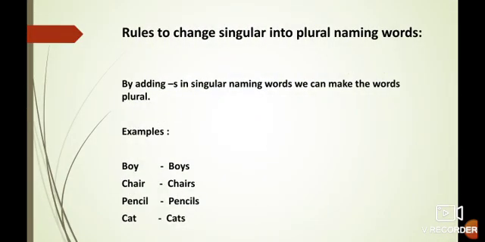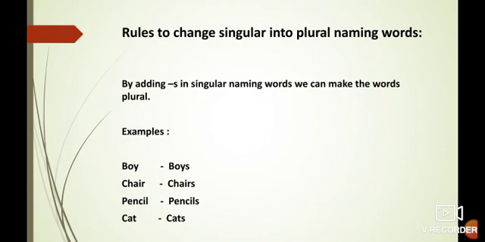Now a rule is there to change singular naming words into plural naming words. And what is that rule? By adding S in the singular naming words, we can make the words plural. By only adding a letter S, we can make a singular naming word into plural.